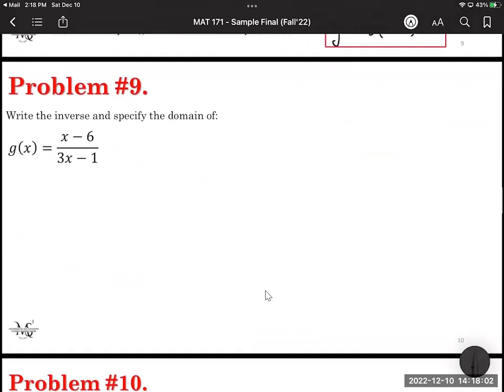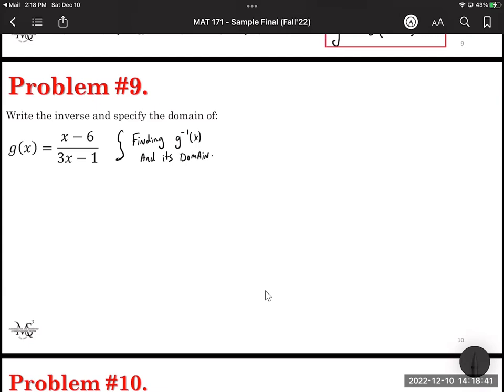Problem number 9 states: write the inverse and specify the domain of g of x equals x minus 6 over 3x minus 1. So the first thing you want to do is find its inverse, and then you talk about the domain of the inverse. That's what this problem meant to say. So again, find g inverse of x and its domain.